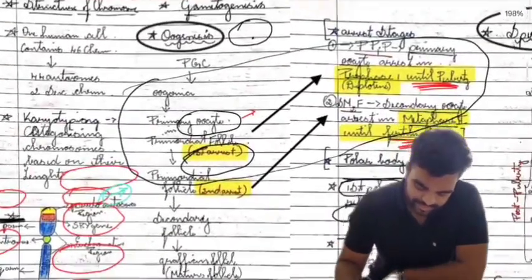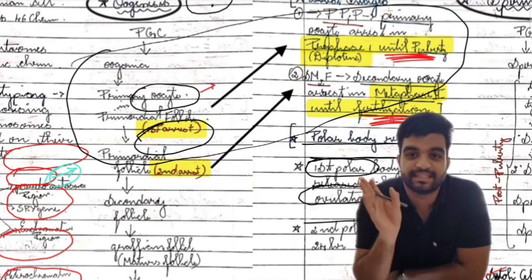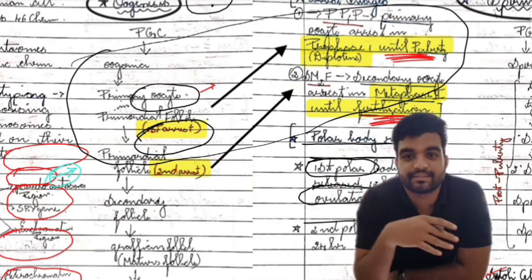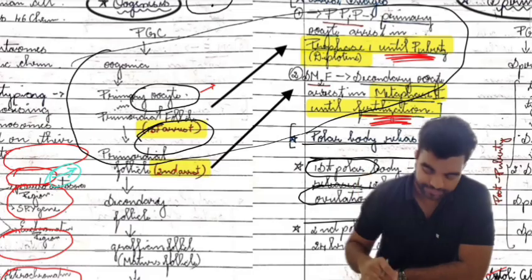The only thing that you will have to remember here is the first arrest takes place in prophase 1. This will be till puberty. Then the second arrest will take place in the metaphase 2, which will be till fertilization. Once the fertilization occurs, the other changes will start occurring.